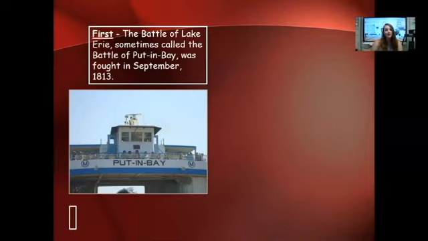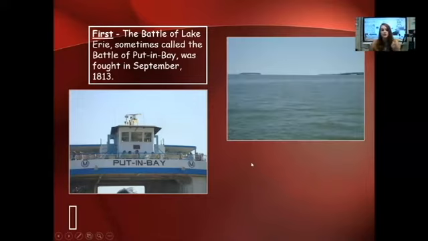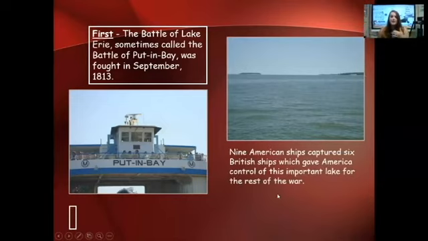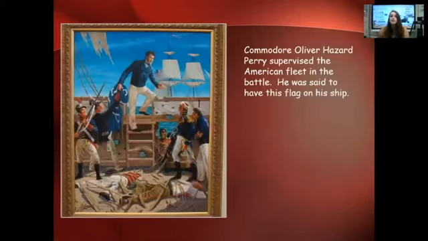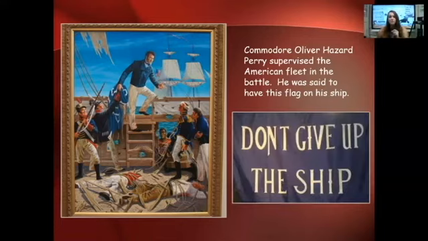This one was over a year later, and one of the other major battles that we won in our second war against Britain. That was the Battle of Lake Erie, sometimes called the Battle of Put-in-Bay. I know it's kind of a funny name. It was fought in September of 1813, and you can see some pictures here of the actual bay coming off of the Great Lake. Now, 9 American ships had captured 6 British ships, which gave the Americans control of that very important lake for the rest of the war. Okay, now the guy that led this battle was Commodore Oliver Hazard Perry. He supervised the American fleet, and he was said to have actually had this particular flag on his ship.